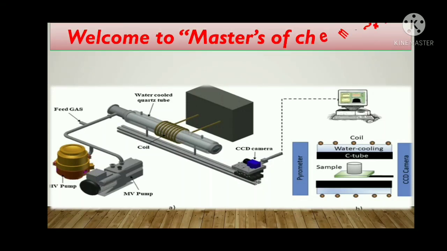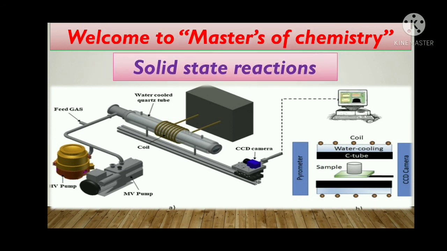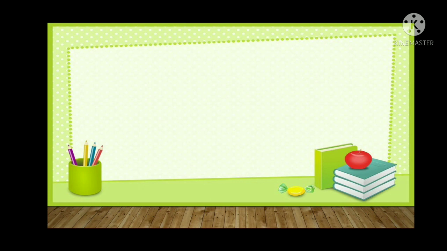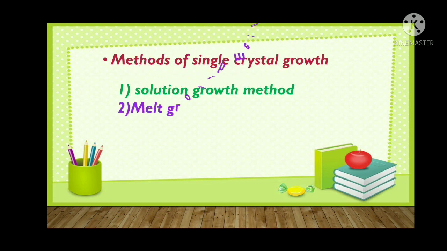So we are studying the solid state reaction, a special topic from physical chemistry. So far we are studying the methods of single crystal growth, and we know that we have two methods of growing the single crystal. One is the solution growth method, another one is the melt growth method. So we already discussed the solution growth method and we are studying the melt growth method.